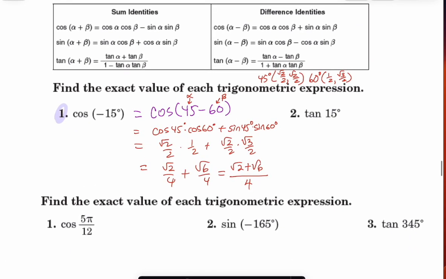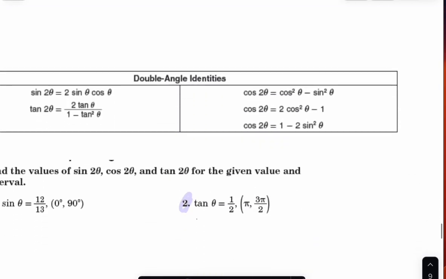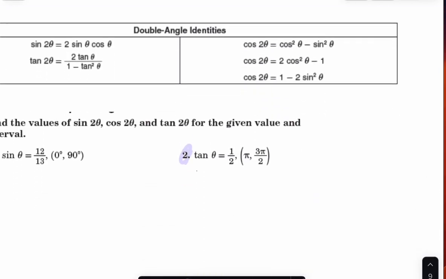Now we're going to skip all of that. We are jumping down to here. And the last thing that's going to be on the test are the double angle formulas. Again, your sum and difference identities and your double angle identities will always be on the board as a resource. That's not going anywhere. Okay. So let's look at finding the sine of 2 theta, cosine of 2 theta, and tangent of 2 theta for the given value and interval.